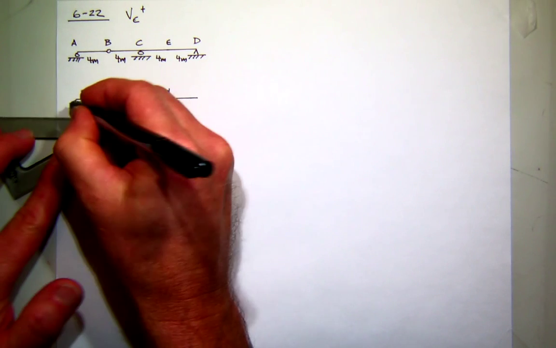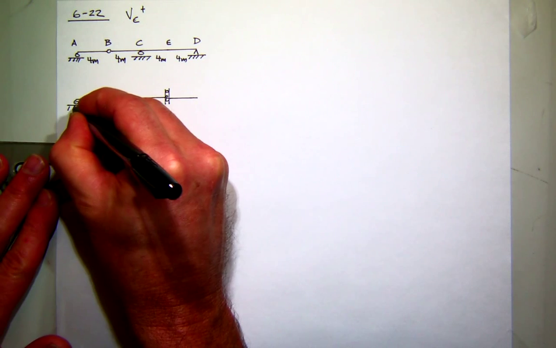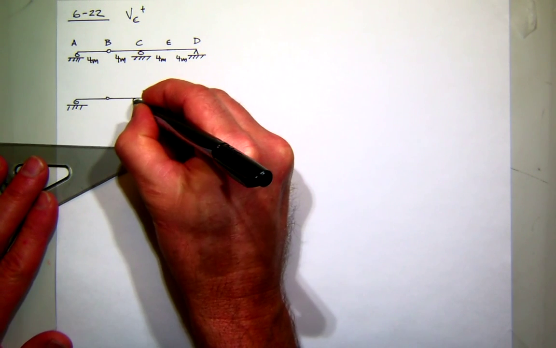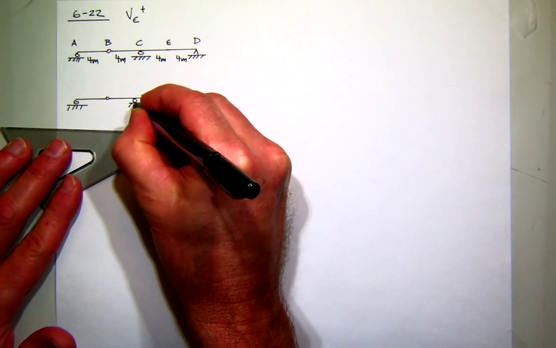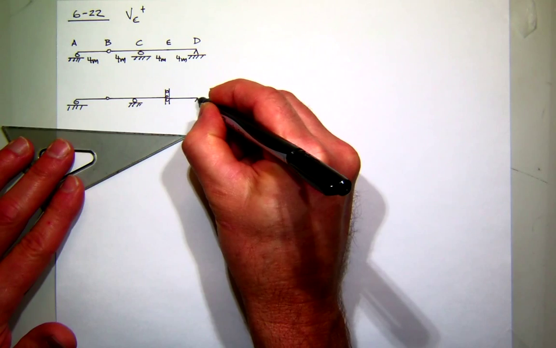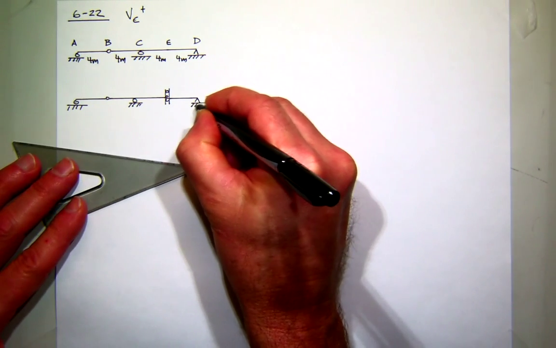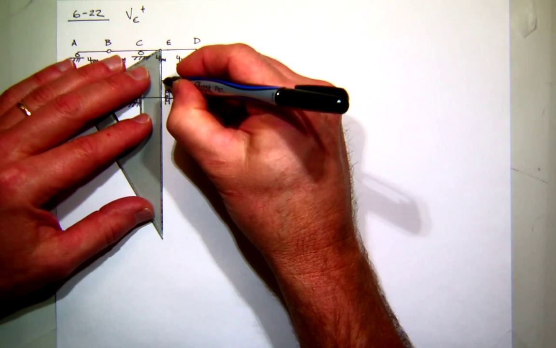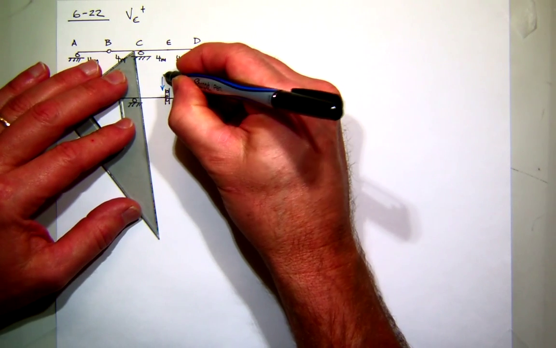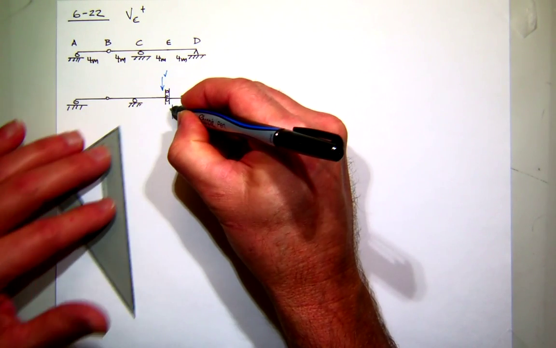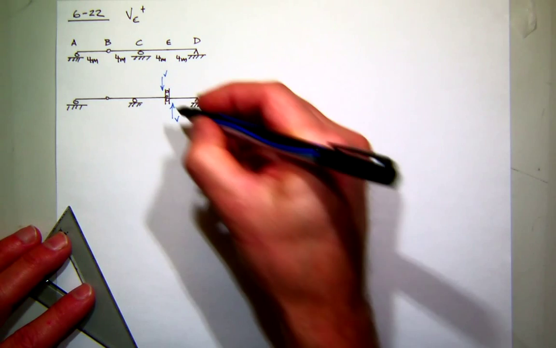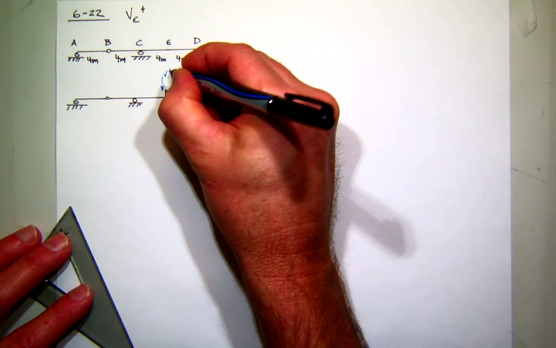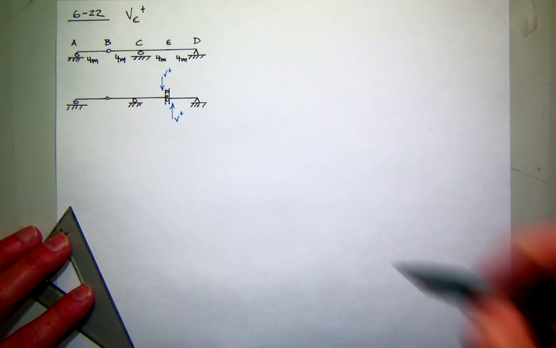So I'll still have my pin supported A and C. When I said pin, I meant roller. So this is what it looks like. We're going to put positive shear on both sides of this connector using Mueller-Breslau. Those are positive shears.